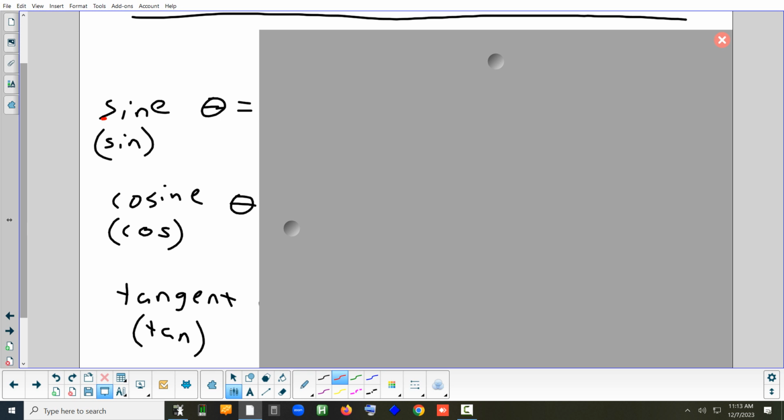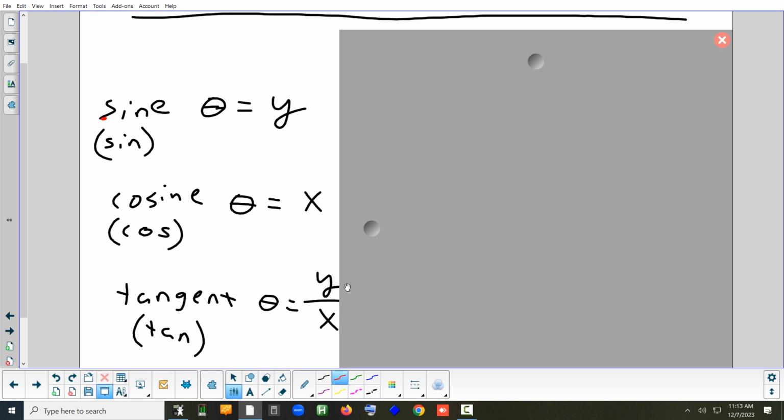All right, so what's the definition of sine? Well, once you know the coordinate for an angle, the definition of the sine is the y value. The definition of cosine, that's the x value of your coordinate. And the tangent, you divide the y value divided by the x value.